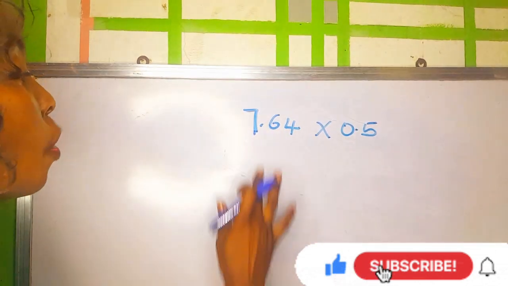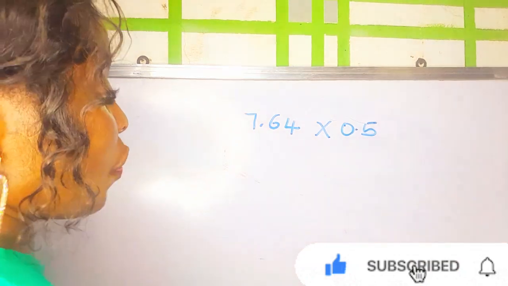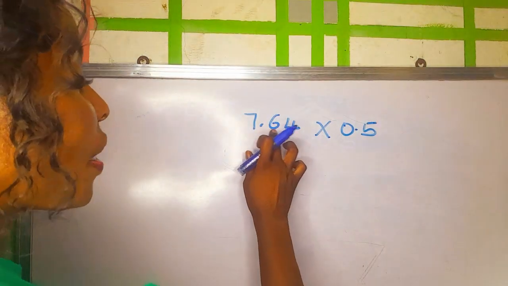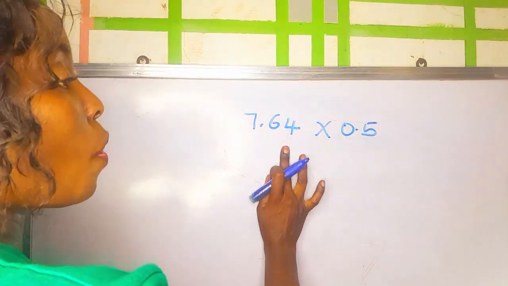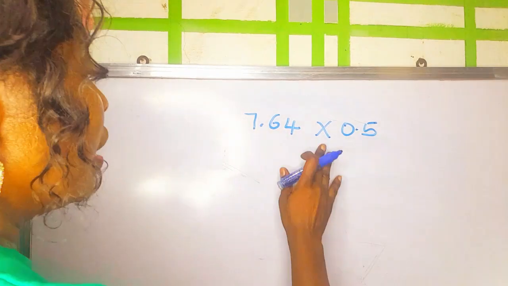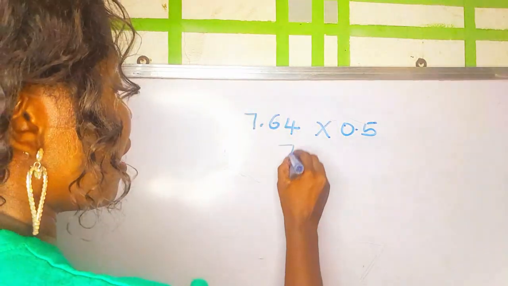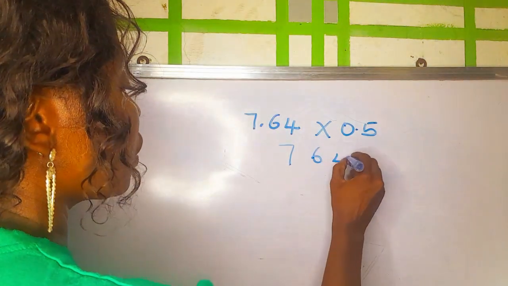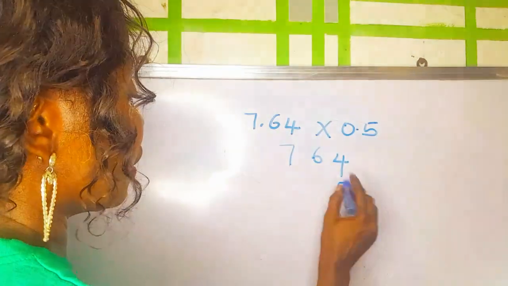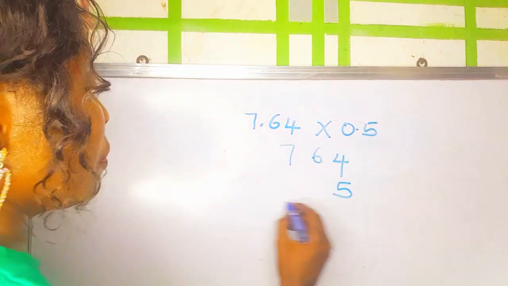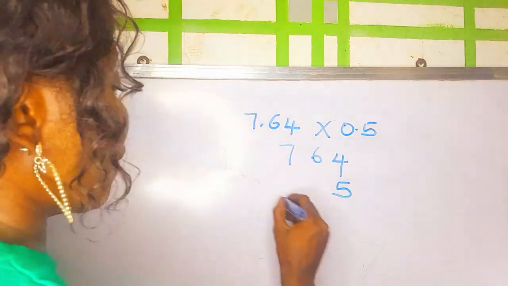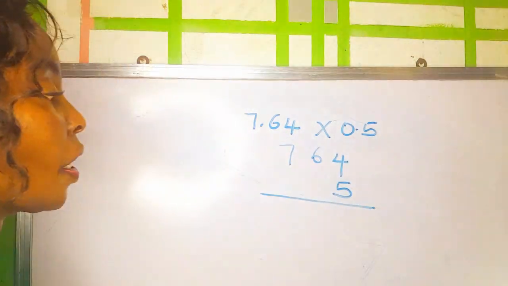So example number 2, if we have 7.64, remember this is 7.64, this is not 764, times 0.5. So the first step, like I said, is to bring out the numbers without the decimal point. Remove the decimal point from it. The second step is to do your normal multiplication.